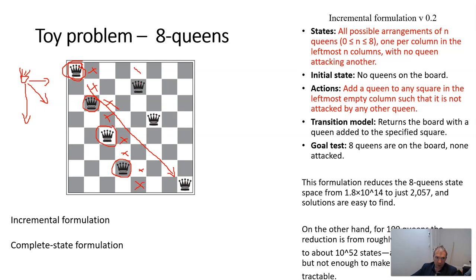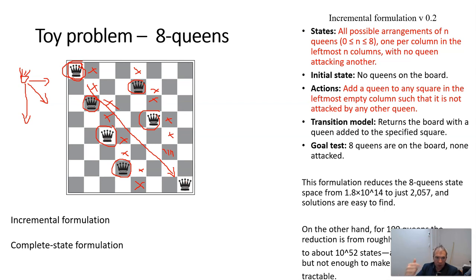So we go up and we consider these, and we can't go there, but we can go here. And so forth. And this would be a valid goal if our queen was placed here. Adopting this formulation reduces the A queen state space from 1.8 times 10 to the 14 to just over 2000. And solutions are relatively easy to find.